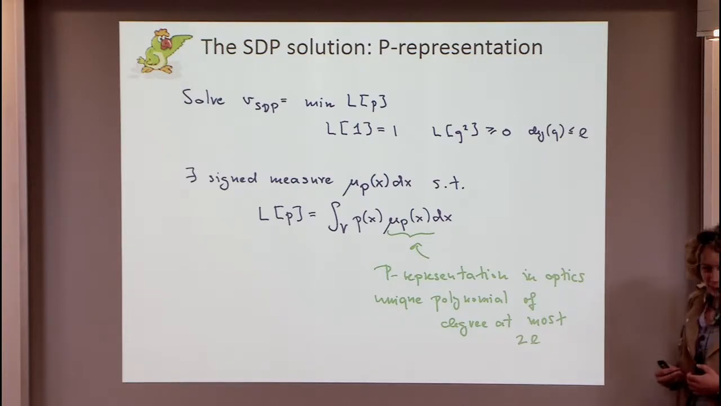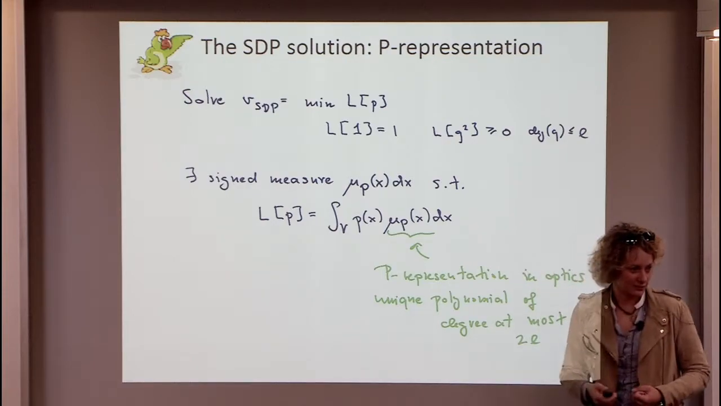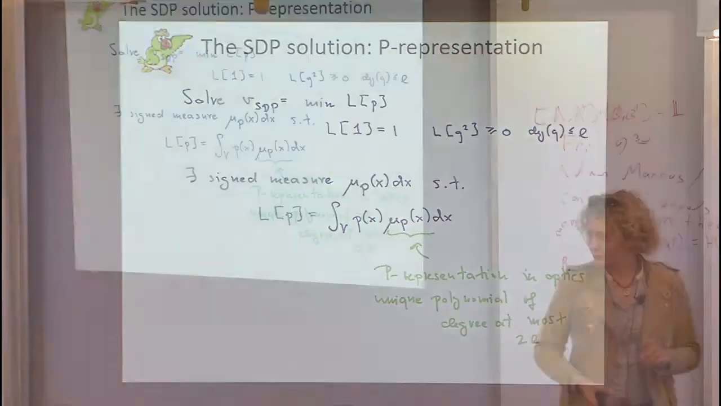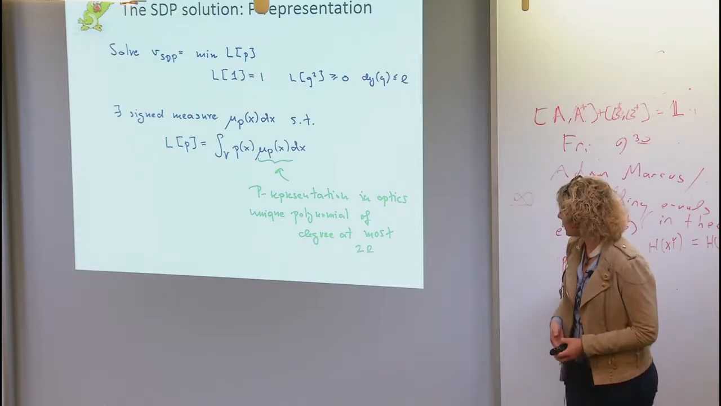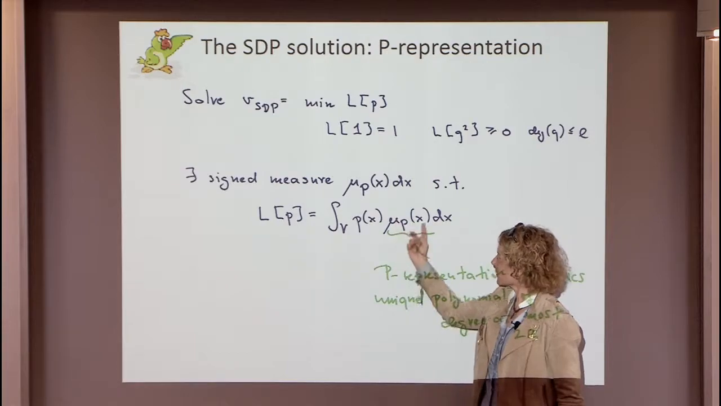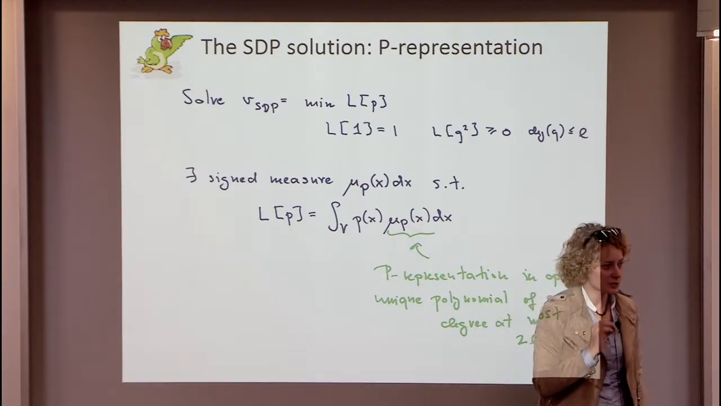So if we solve the SDP and we find some kind of L, then there's some way that we can write it like this. The reason this is not exact is that it's signed. If, in fact, this was a true measure and not a signed measure, then this would always be positive and we would already be done.